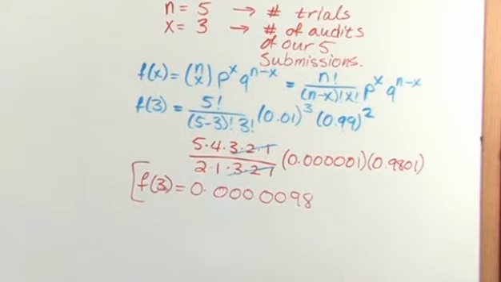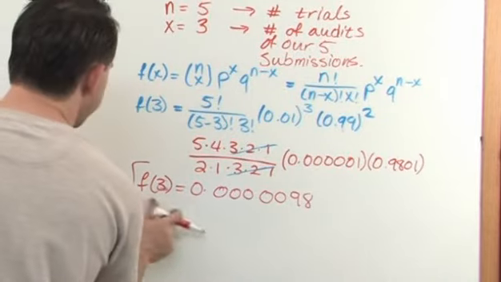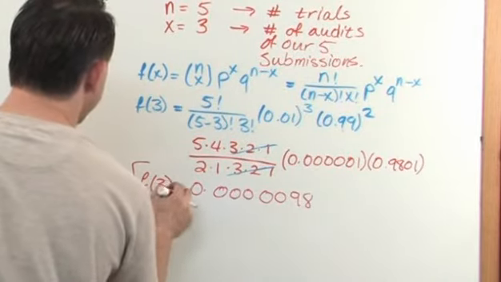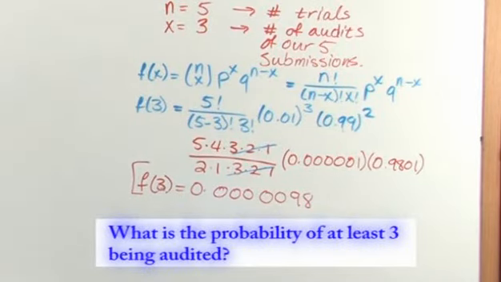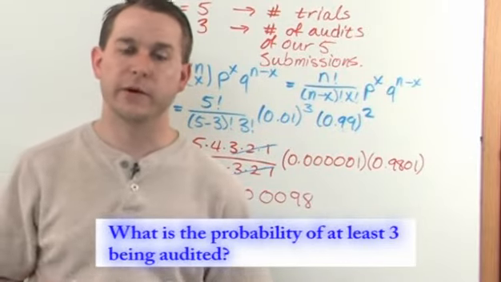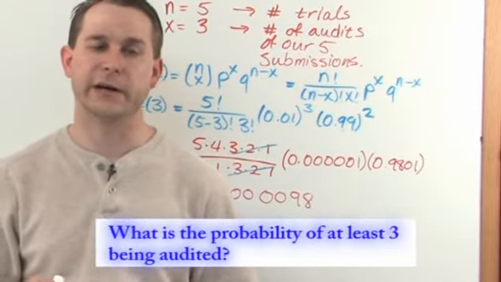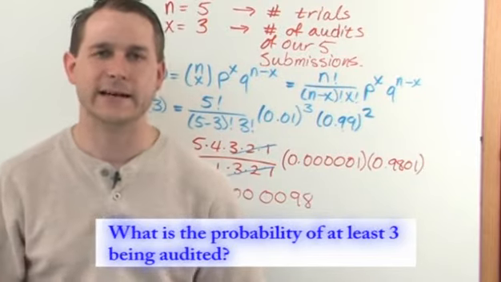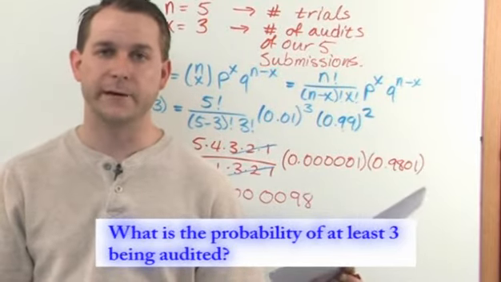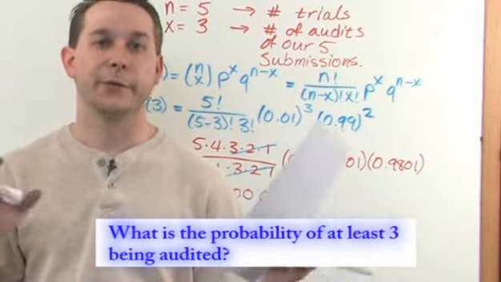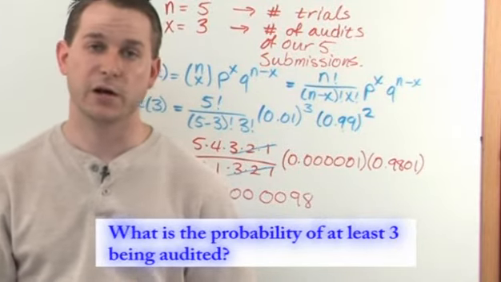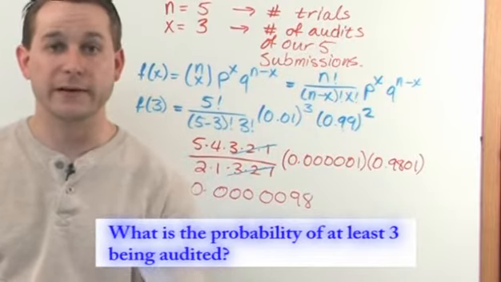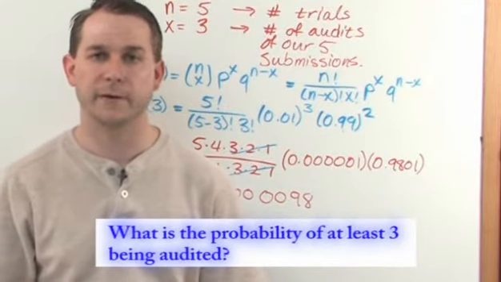Okay. Now let me ask you a follow-up question. This is the probability of getting 3 people audited, 3 and only 3 people audited. Now what if I asked you, what is the probability of at least 3 people getting audited? When you see the words at least, it means I have 5 people I've submitted. At least 3 people means 3 people could get audited, 4 people could get audited, or 5 people could get audited. I can't get 6 people audited because I only submitted 5 people to the IRS to begin with.